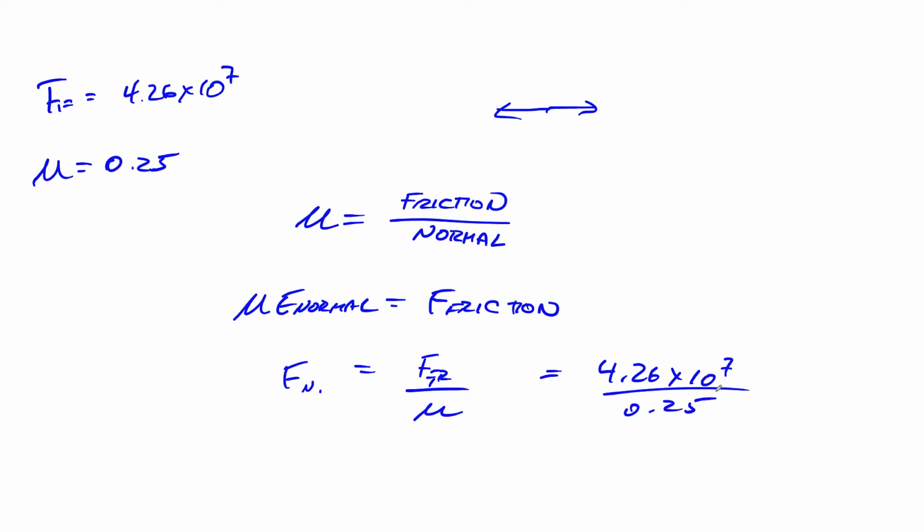So let's go ahead and use this on the calculator. 4.26 times 10 to the 7th. Don't forget to turn the calculator on and use the exponent key. That's divided by 0.25, and you should get a value of 1.70 times 10 to the 8th newtons. All right, and that is the normal force going up, and that's going to be positive.